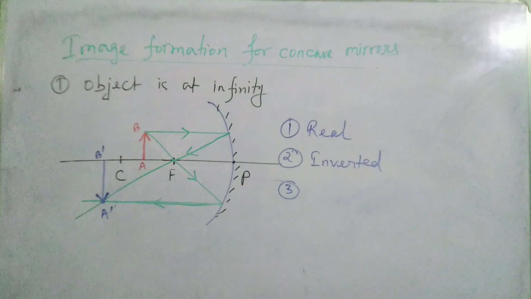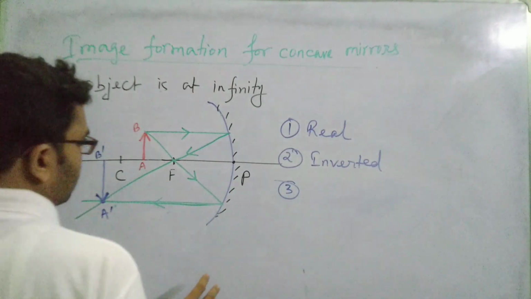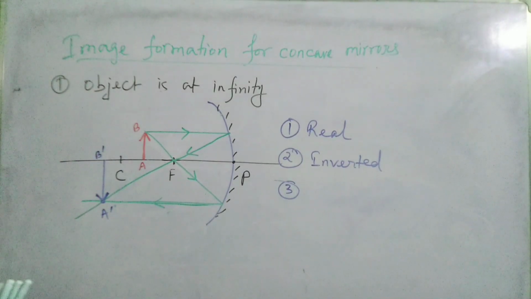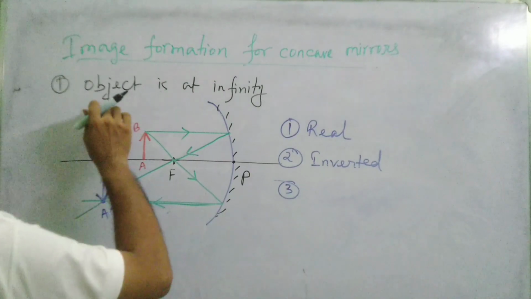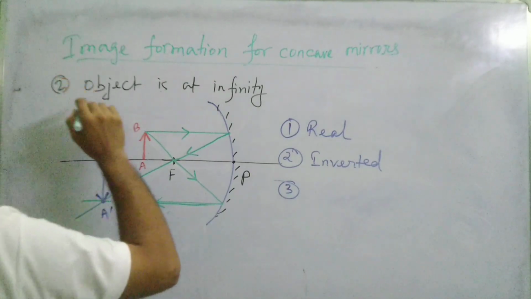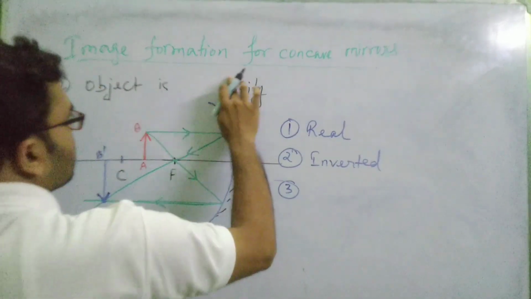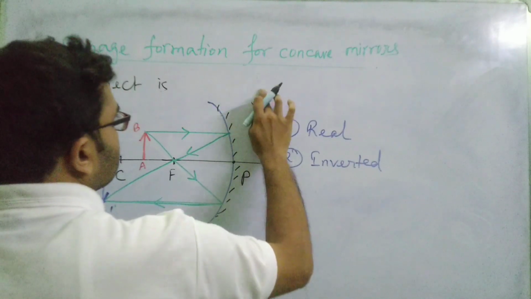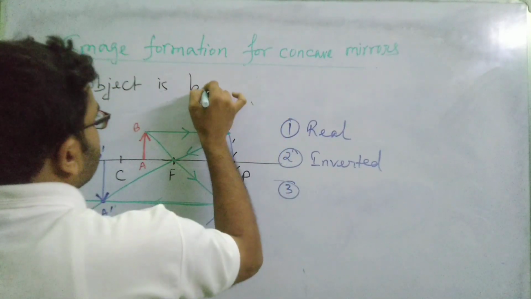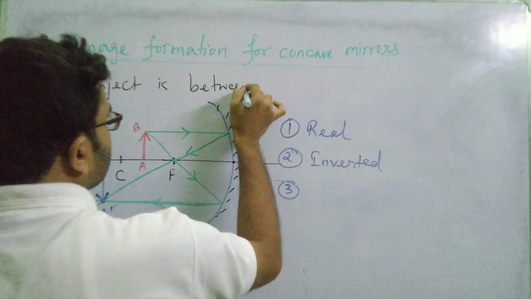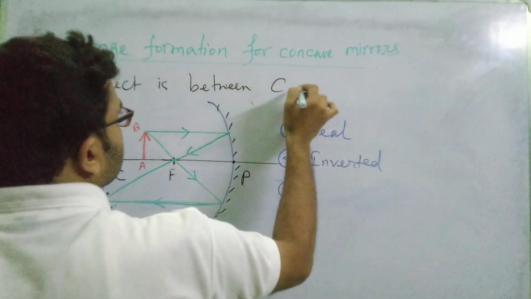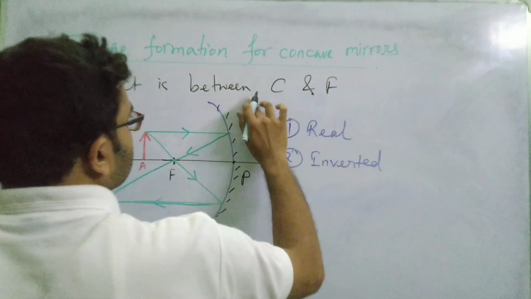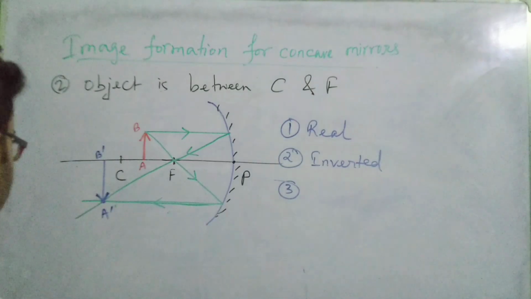Now if you consider the length of the image, or the nature, so I forgot to change the point, our point. So this is the second figure. The object is not at infinity, the object is between C, center of curvature, and F, focus. Okay, this is the second figure that we are drawing.